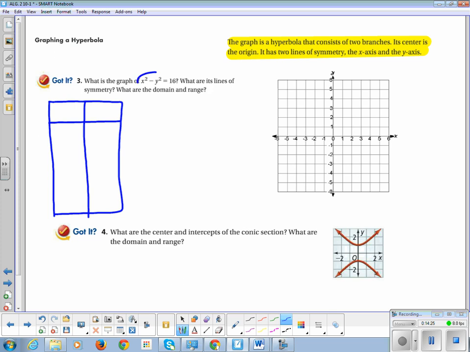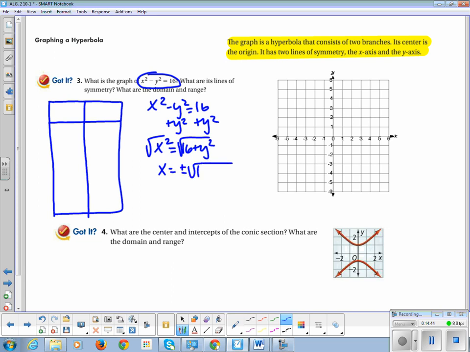So if you look at the equation here, I'm going to add y squared to both sides. I get x squared equals 16 plus y squared, square root. And x is equal to plus or minus the square root of 16 plus y squared. Just because of the positives and negatives, this will make my life a little bit easier.